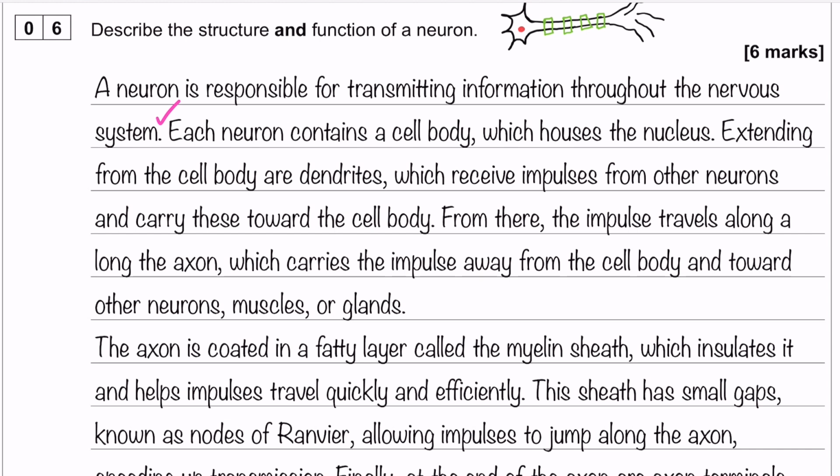Extending from the cell body are the dendrites. Dendrites receive impulses from other neurons and carry these towards the cell body. From there, the impulses travel along the axon, which carries the impulse away from the cell body and towards other neurons, muscles, or glands. So you've got your first 3 marks there already.